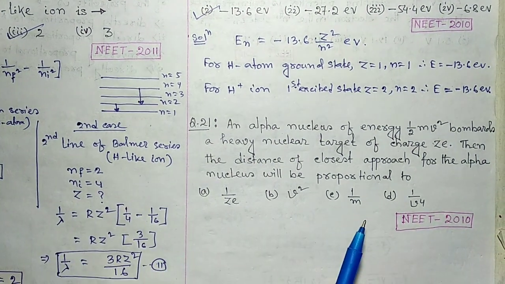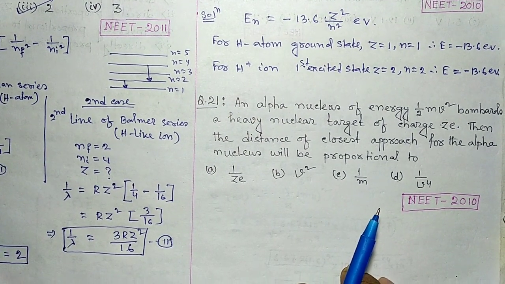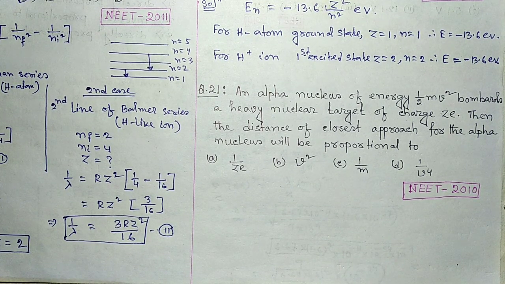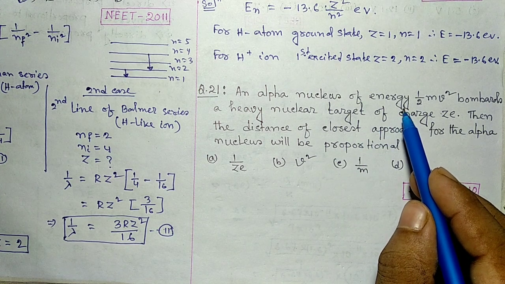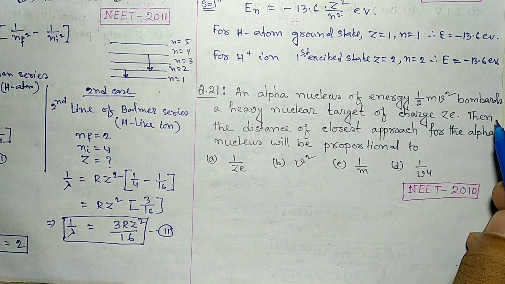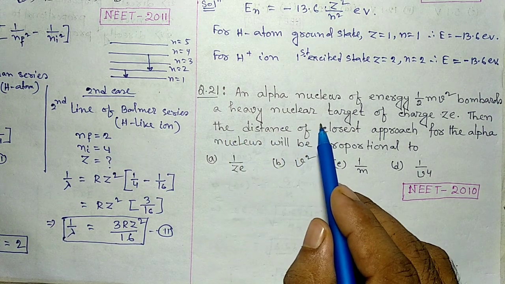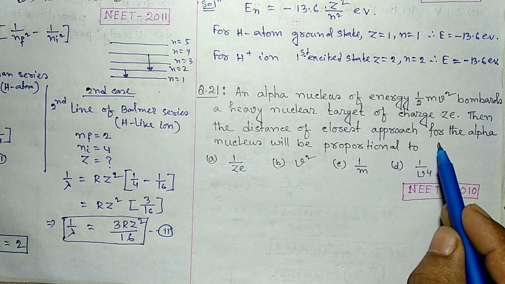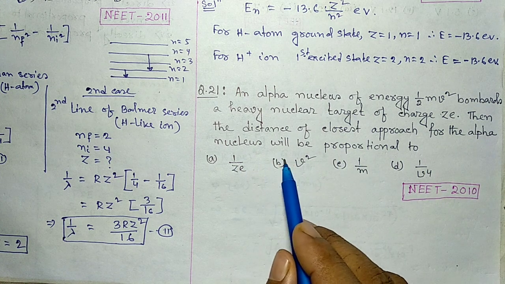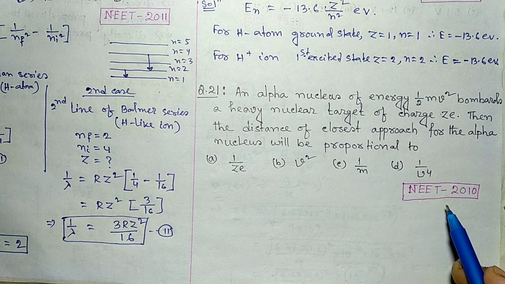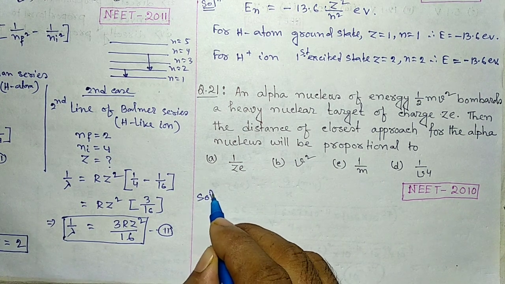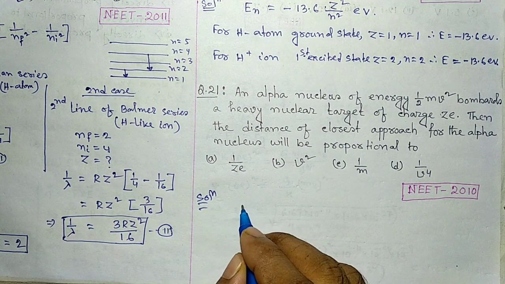Next question is question number 21. This question is asked in NEET 2010 also. An alpha nucleus of energy half mv square bombards a heavy nuclear target of charge Ze. Then the distance of the closest approach for the alpha nucleus will be proportional to? This is a common question. Let's see the solution.